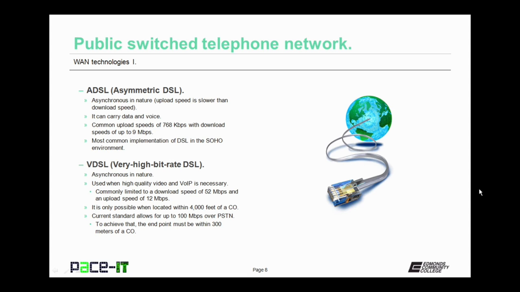There is an exception to what I just told you, though. The current standards do allow for up to 100 megabits per second speed over the PSTN using VDSL, but in order to achieve that, you must be within 300 meters of the central office.